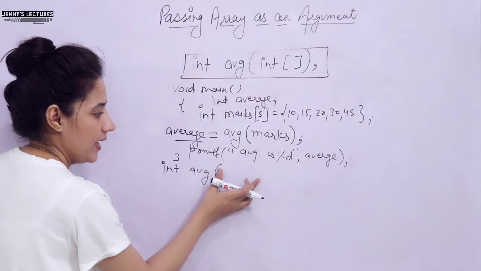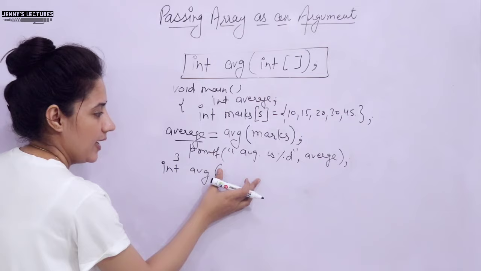So this is an example of passing an address. This is an example of call by reference, not call by value. So by default an array is passed, this is a very important point, by the call by reference method, not call by value.